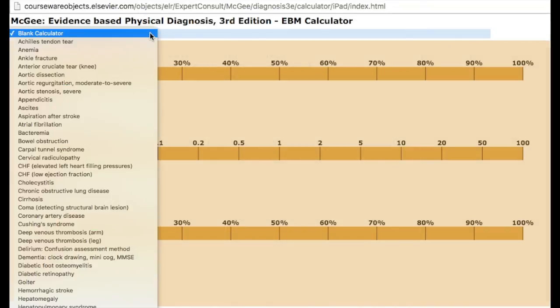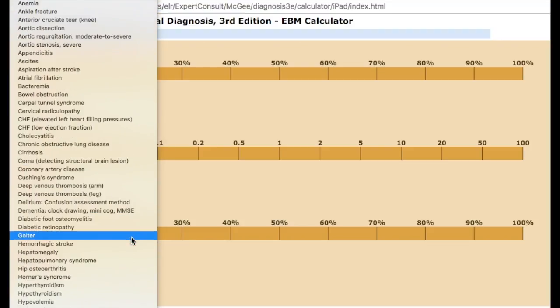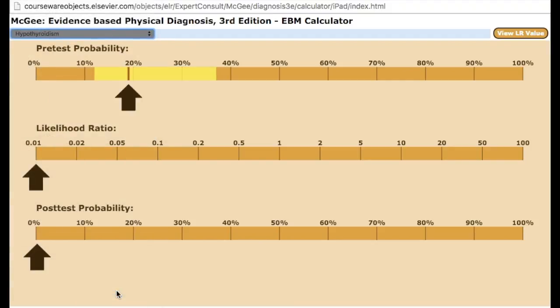So let's take a look at how some of these likelihood ratios play out using the McGee evidence-based physical diagnosis calculator. We pick hypothyroidism from our drop-down menu here, and we choose a pretest probability, again, how sure we are that our patient has hypothyroidism. It gives us a range that's most common. Let's say that we're a little bit certain, 30%, and we check the deep tendon reflexes and we get a positive here. Remember, that positive likelihood ratio was just over 3, so we move our needle up there, and we see now our post-test probability is closer to 60%. It's nearly doubled our initial guess as to whether or not this patient has hypothyroidism.